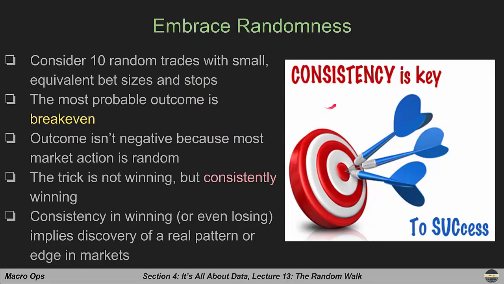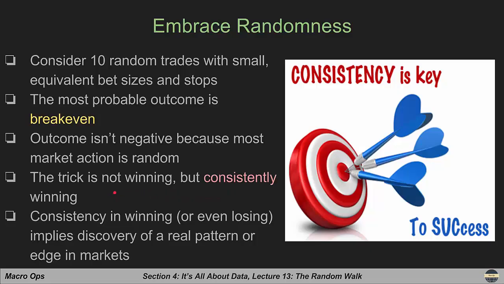So we can embrace the randomness of the market and embrace a lot of the noise, because take, for example, 10 random trades, with small bet sizes and with all stops behind them. The outcome isn't necessarily negative because most of the market action is random. So we'll probably win a few, we'll probably lose a few, and we'll most likely break even. So the trick in markets is not just winning, because anyone can buy a stock and half the time it will go up, half the time it will go down, and create some winning trades, but it's consistently winning.